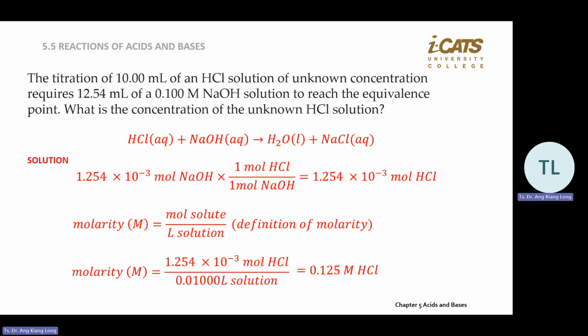First step, change unit. Second step, write the stoichiometric equation or balance equation. Stoichiometric equation means A plus B, you will get C plus D. In this case, acid plus alkali or base, you get water plus salt.